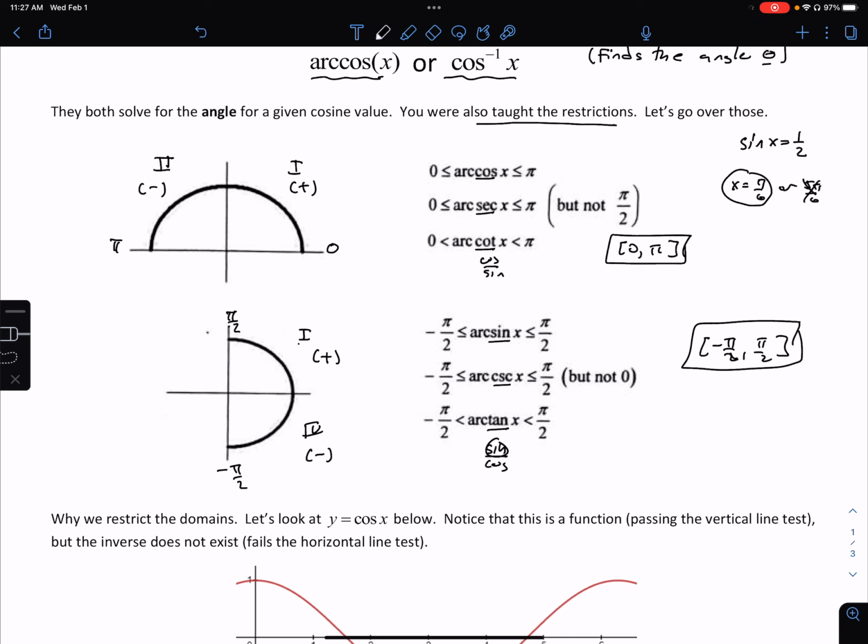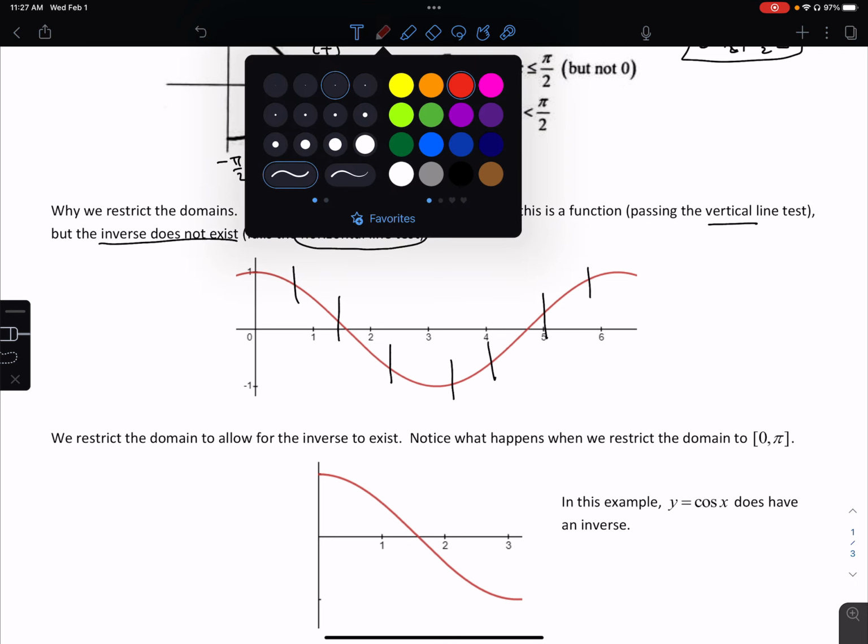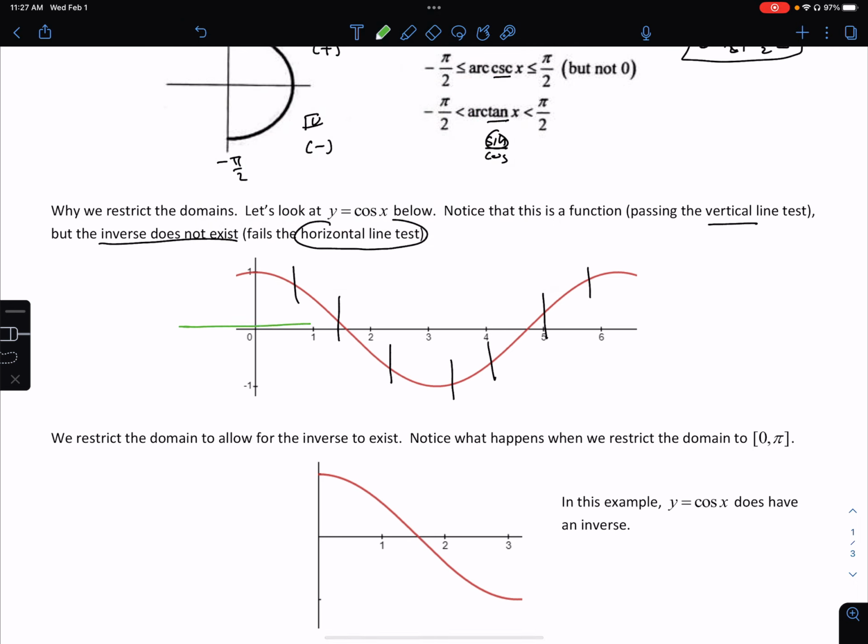So let's review again why we restrict the domains. Let's look at the cosine graph below. Notice that this is a function. It does pass the vertical line test. There's my vertical lines, right, like so. But the inverse does not exist. In other words, it's failing what we call the horizontal line test. For example, if I were to draw a horizontal line, we intersect in more than one spot. And that fails. So we say this fails the horizontal line test. And that just means that the inverse does not exist.